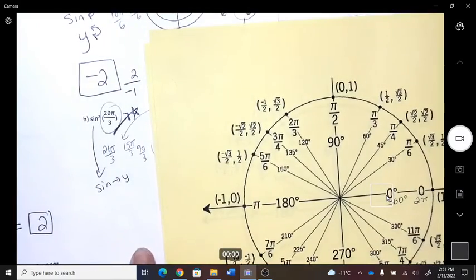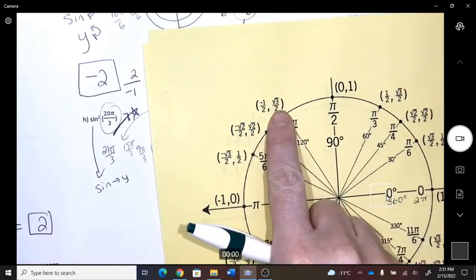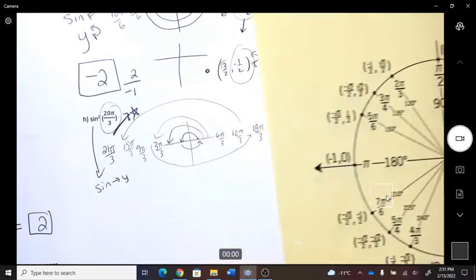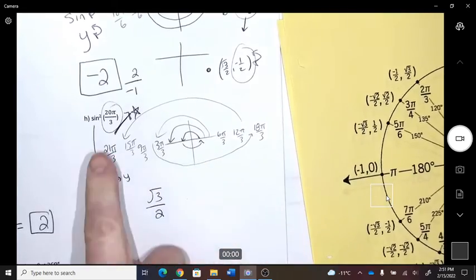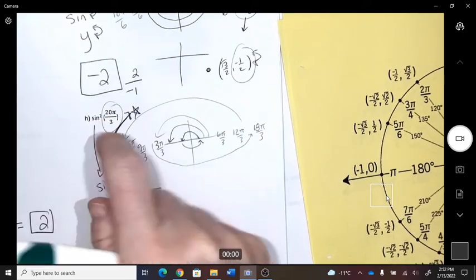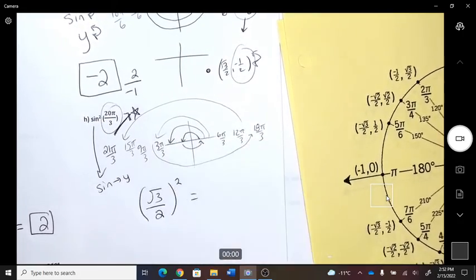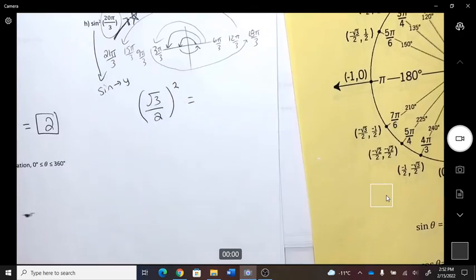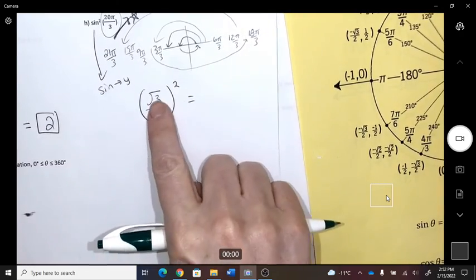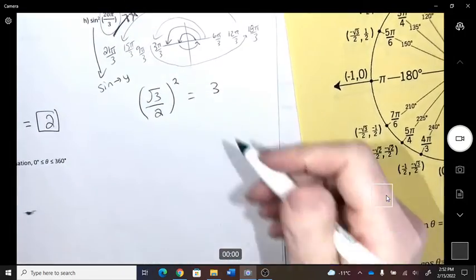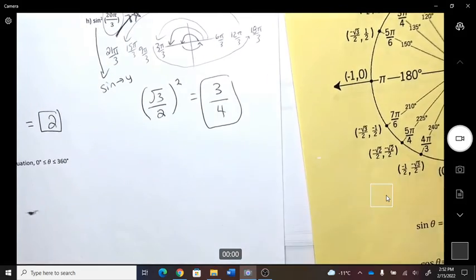Sine means grab the y, over r is irrelevant. So grab the y coordinate, so root 3 over 2 is the y coordinate. But then I have to take that number, and this says square it. I grabbed the y value, but then the math said take that number and then square it. Okay, so no calculators. What's the root of 3 squared? Just 3. And what's 2 squared? That's the answer.